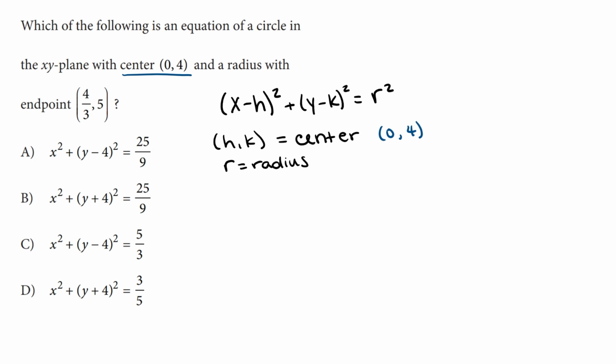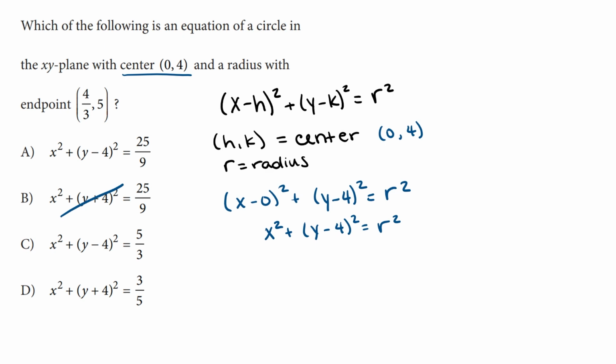Just from that, we know that we can say our equation is going to look like x minus 0 squared plus y minus 4 squared equals some r squared, or x squared plus y minus 4 squared equals r squared. So because of that, we can eliminate answer choice B and answer choice D because they have y plus 4 squared, and we know it's going to be y minus 4.